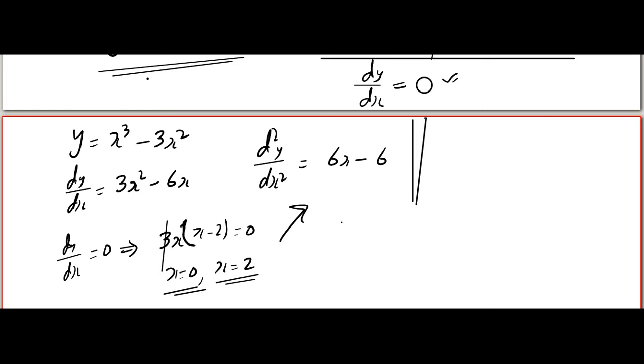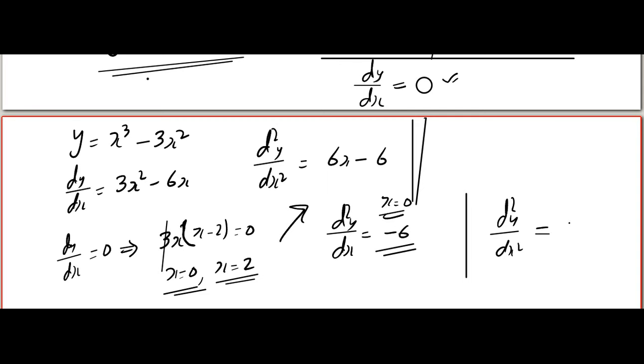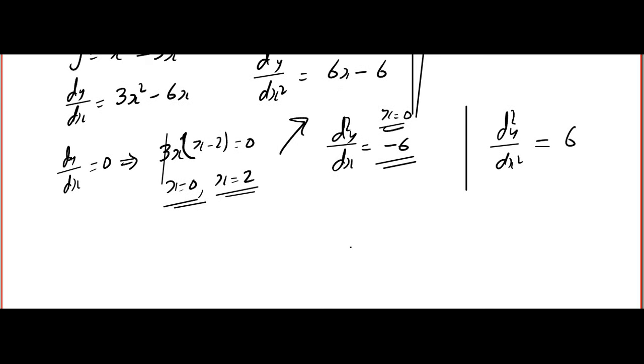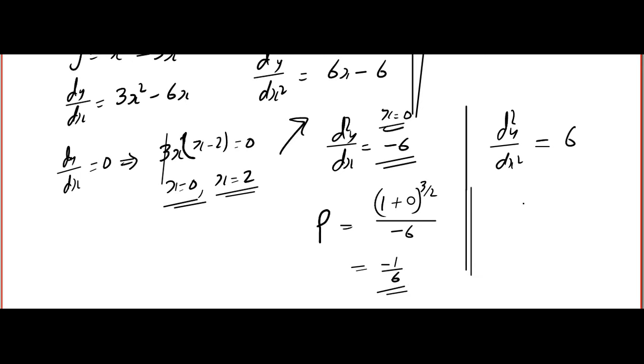Now at such points, the second order derivative is, so if x equal to 0, second order derivative is minus 6. X equal to 2, second order derivative is 6 into 2, 12, 12 minus 6, 6. Okay, time to write the formula. Radius of curvature for the first point is 1 plus 0 the whole power 3 by 2. Why 0? Because tangent is parallel to x-axis, means dy by dx equal to 0. So that will be minus 1 by 6. And here we get 1 plus 0 the whole power 3 by 2 by 6. That will be 1 by 6.